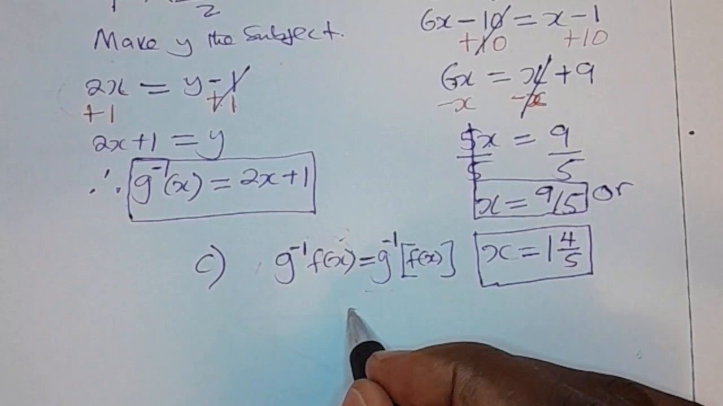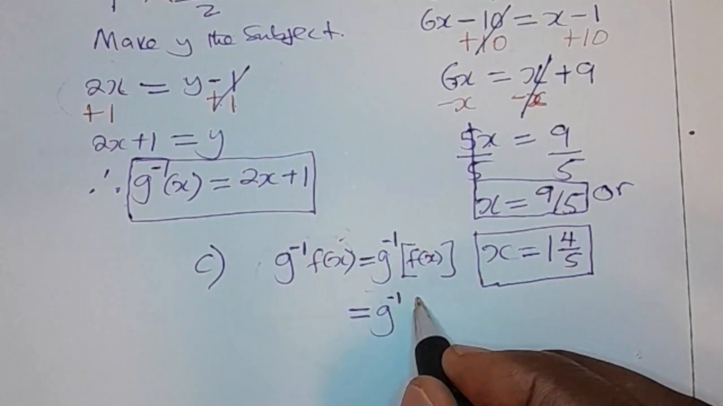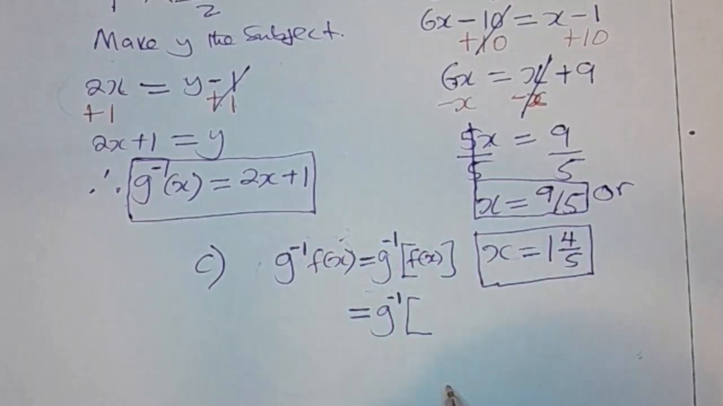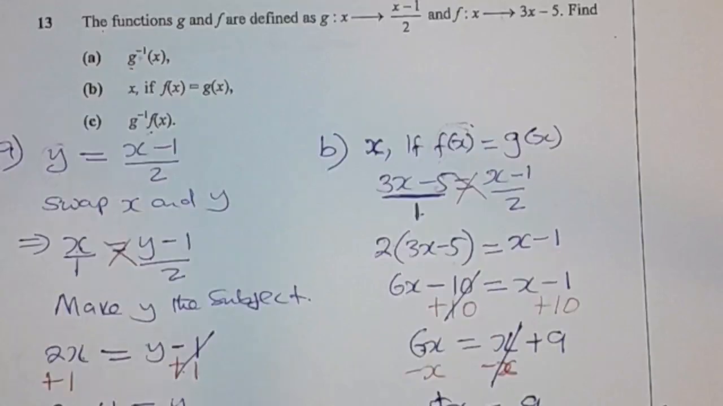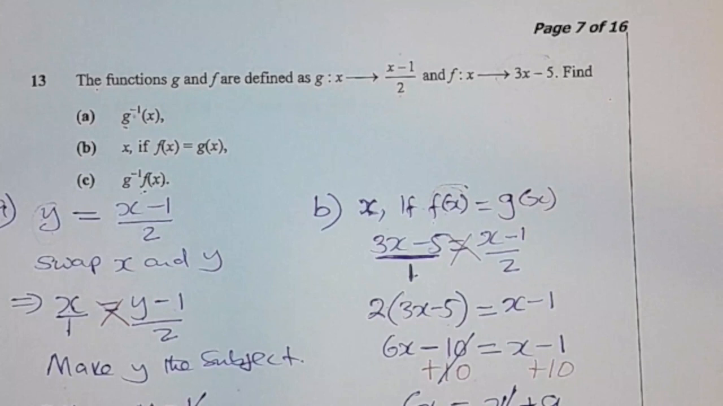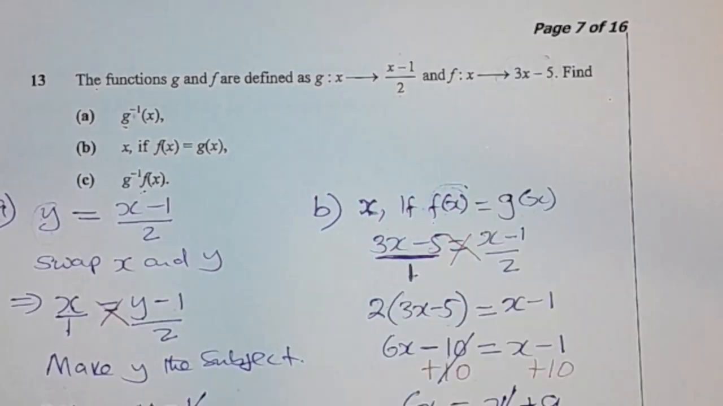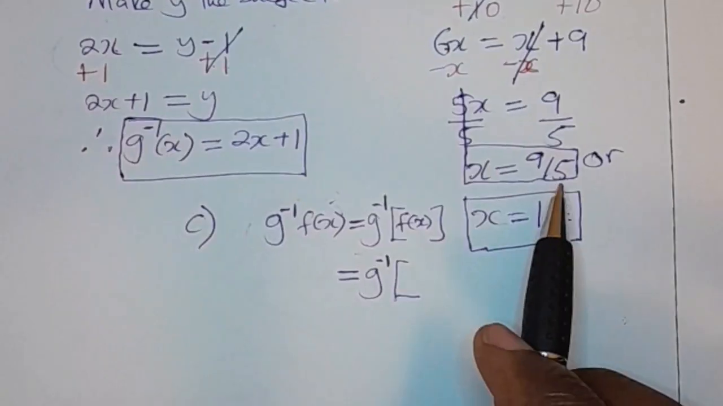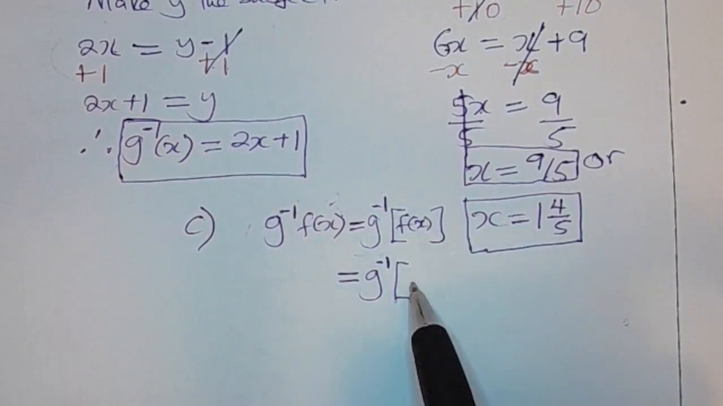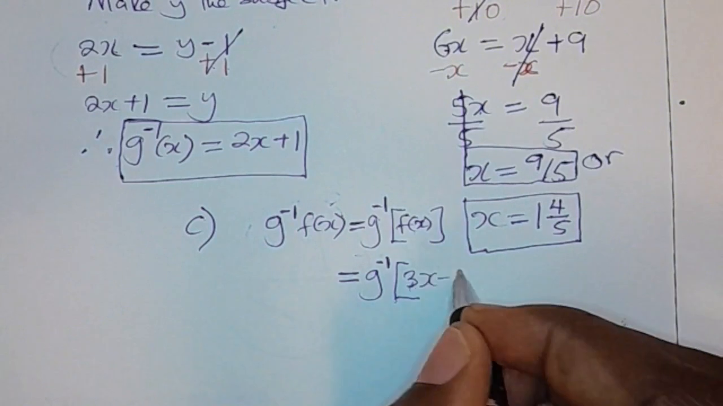So now this can be written as the inverse of the function g of x. Now, what is the function f of x? F of x, we are given that f of x is this function here, 3x minus 5. So here you are going to replace the function f of x, which is 3x minus 5.